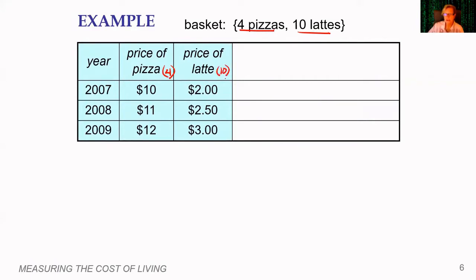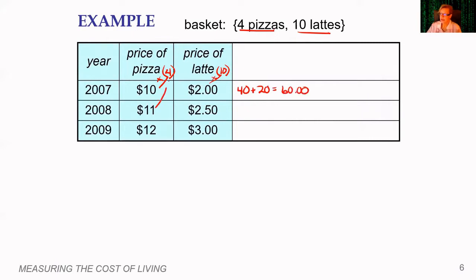And so what I want to do then is to compute the basket's cost. So I figured out the quantities, I found the prices. Third step, figuring out the basket's cost. So 10 times 4 is going to be 40. Plus 2 times 10 is 20. So the basket's cost in year 2007 is $60.